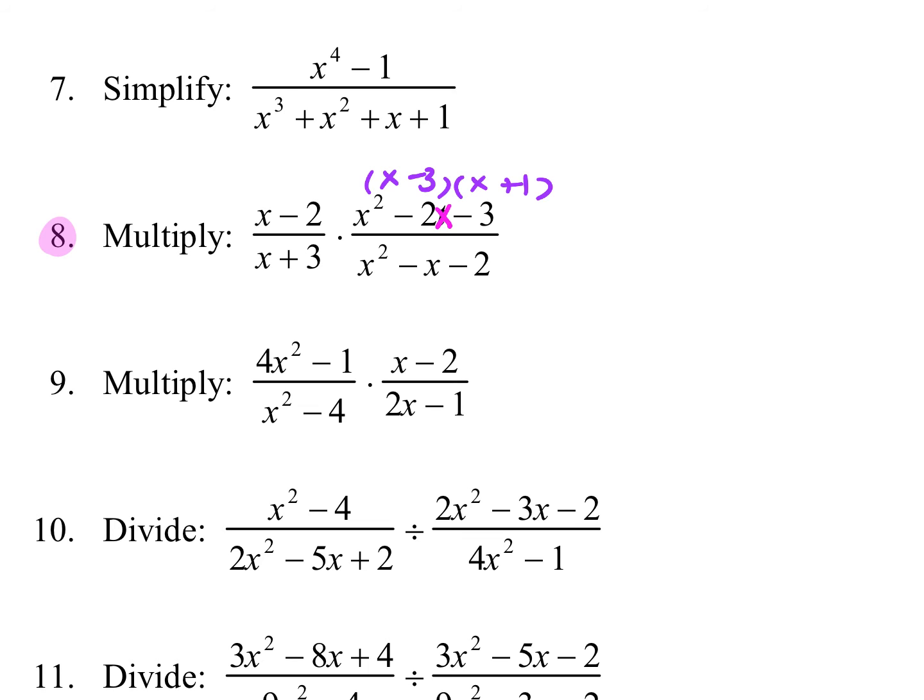Good. And the bottom? It would become x minus 2 times x plus 1. Good. And then what cancels? The x plus 1. The x plus 1 in the top and the bottom? The x minus 2 in the top and the bottom? Does an x minus 3 cancel with an x plus 3? No! Don't do it. X minus 3 and x plus 3.